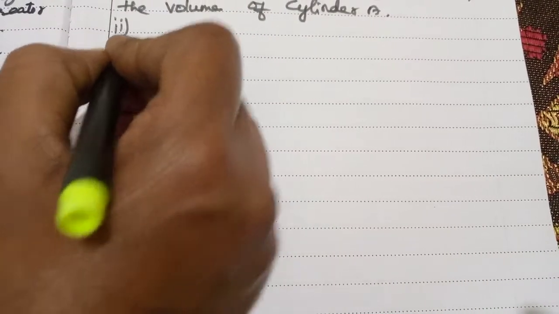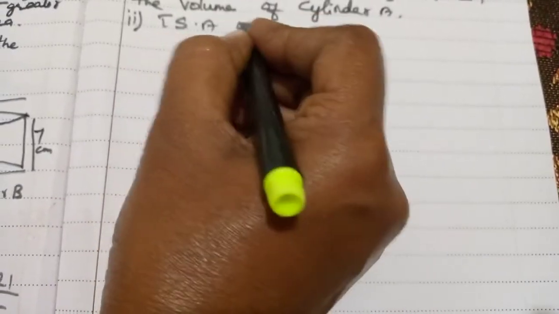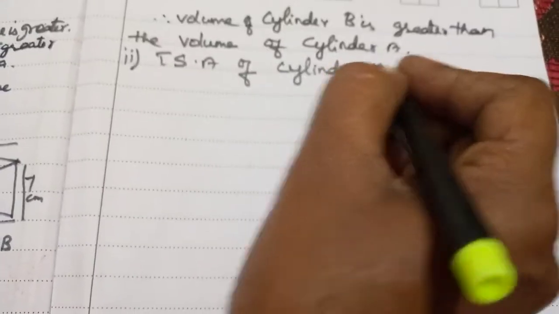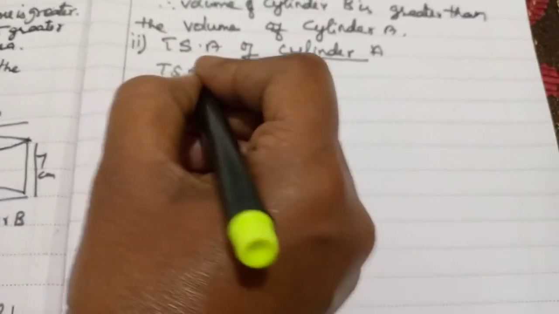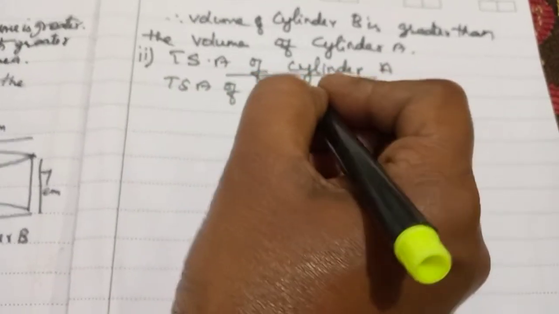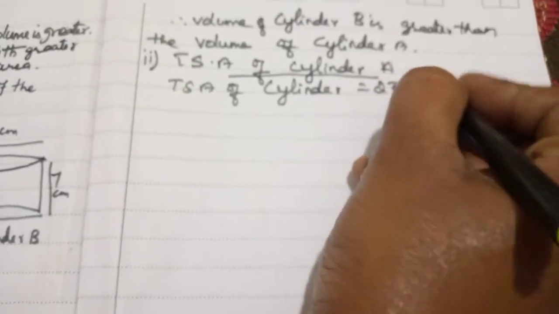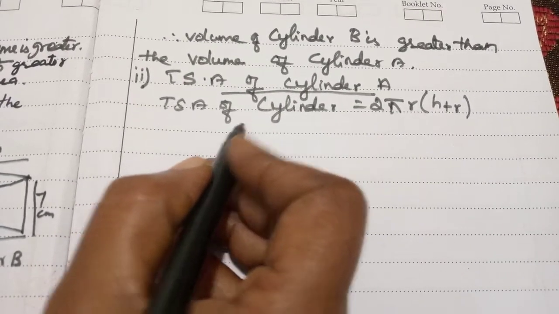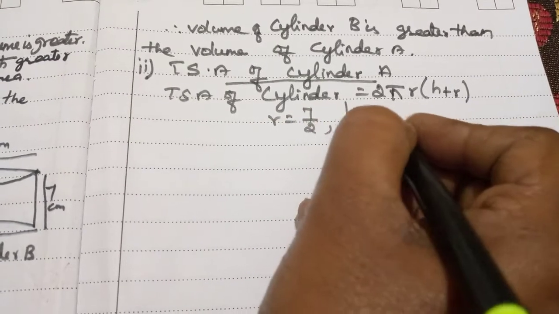Let us do the second subdivision. Second subdivision, total surface area we have to find out. So TSA, total surface area of cylinder A. What is the TSA of the cylinder formula? Do you remember the formula? 2 pi r into h plus r. Here first cylinder A has r equal to 7 by 2, h equal to 21.